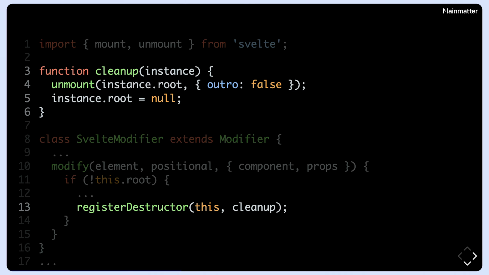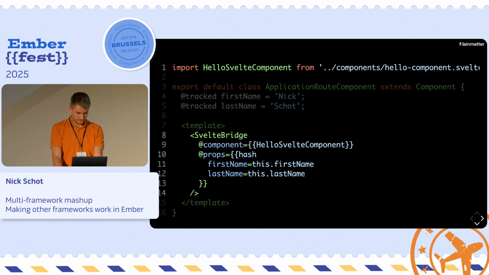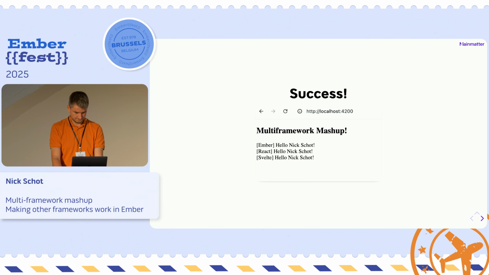So one difference here is that Svelte only mounts the component once. There's no way to re-render it again. That might be a problem later, but let's see if the basics work for now. So we'll update our code again. It's basically the same as the React bridge. We pass it the Svelte component and our props. So success again. We now have components from our 3 frameworks.